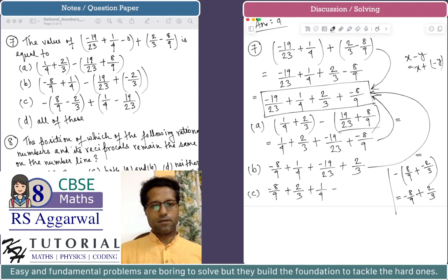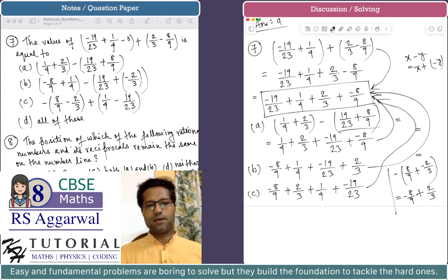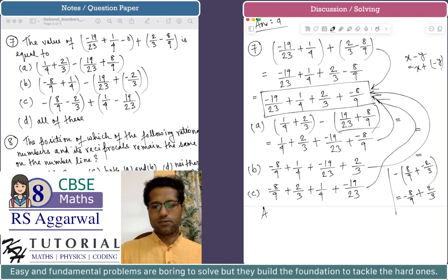But remember that minus 19 by 23 is nothing but plus additive inverse of 19 by 23, which is minus 19 by 23. Now clearly this is also equal to this. So both choices A, B, C are correct. That is, the value of the given expression is equal to the value of the expression given in choice A, B and C. So hence the correct choice is answer D, that is all of this. The correct choice is answer D.